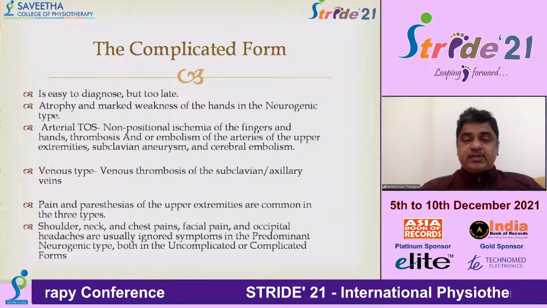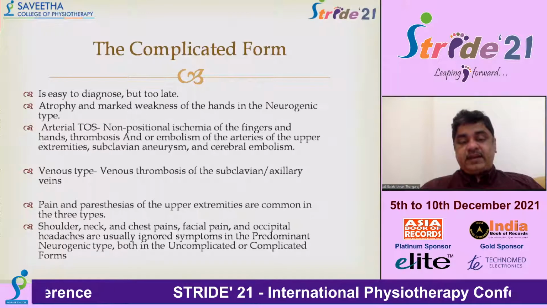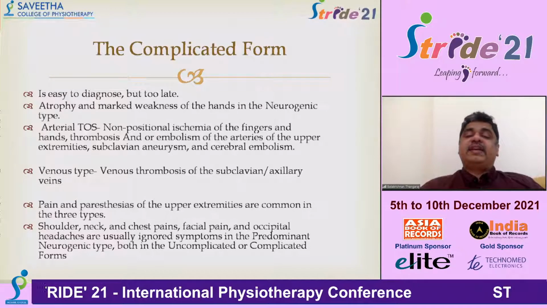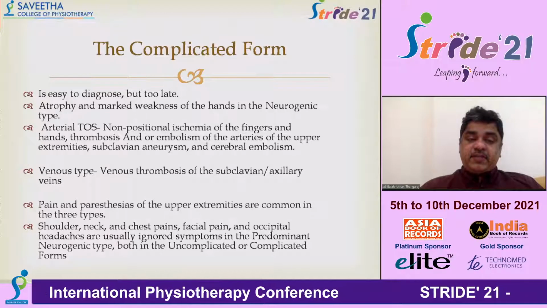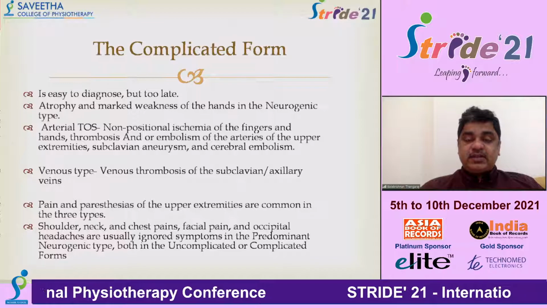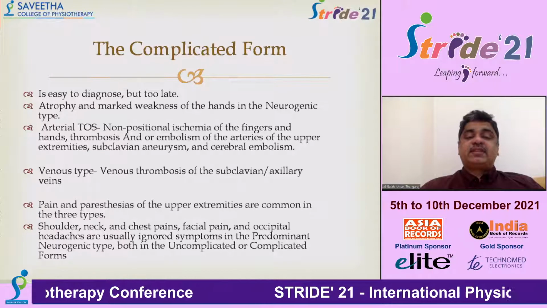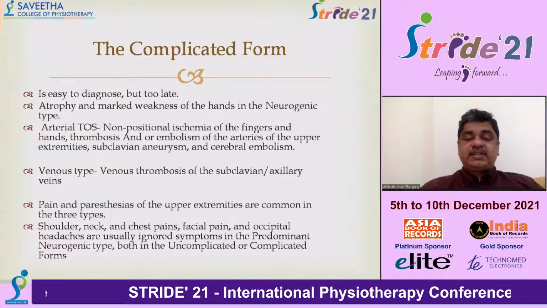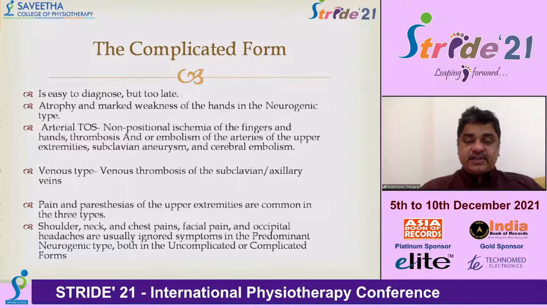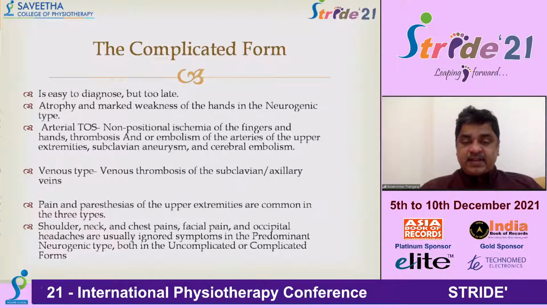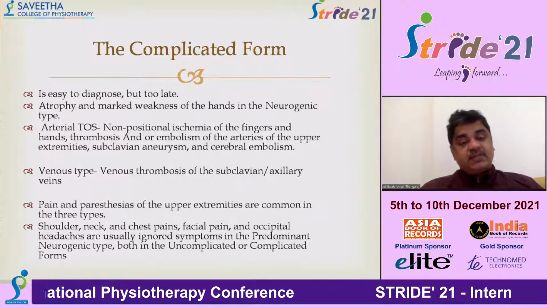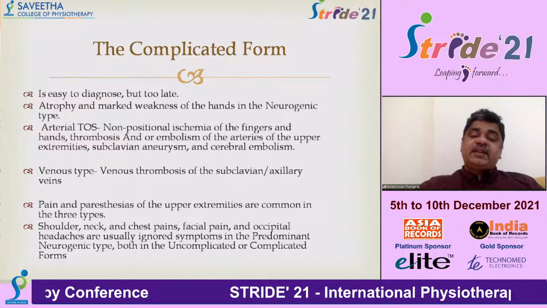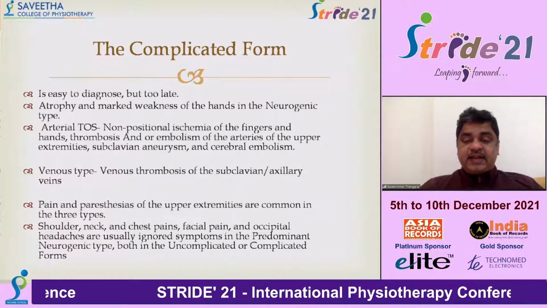It's easy to diagnose, but it's too late, because that's what I mentioned: we have to rule out the complicated form in the early days itself. The manifestations are atrophy and marked weakness of the hands in the neurogenic type; in arterial TOS, non-positional ischemia of the fingers and hands, thrombosis and/or embolism of the arteries of the upper extremities, subclavian aneurysm and cerebral embolism. In the venous type, we have venous thrombosis of the subclavian and axillary veins.